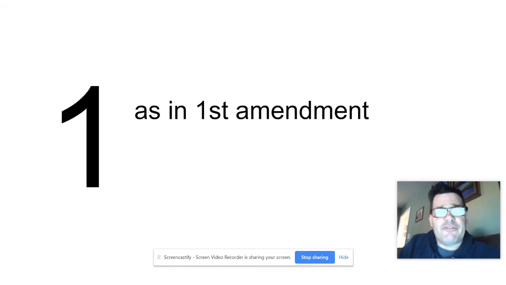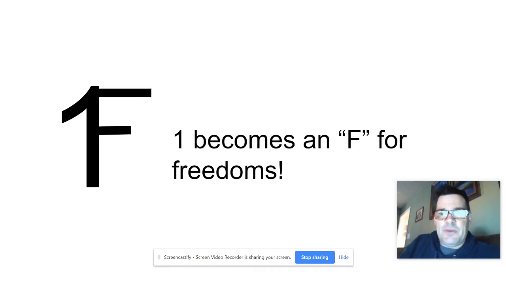When you look at the first, it looks like you get a one there, and if you just add a couple lines, it becomes an F. And so we go First Amendment freedoms, first freedoms, and how many are there? 5. So we can remember a hook with first 5 freedoms, first 5 freedoms. So if you can remember that hook, that really helps.